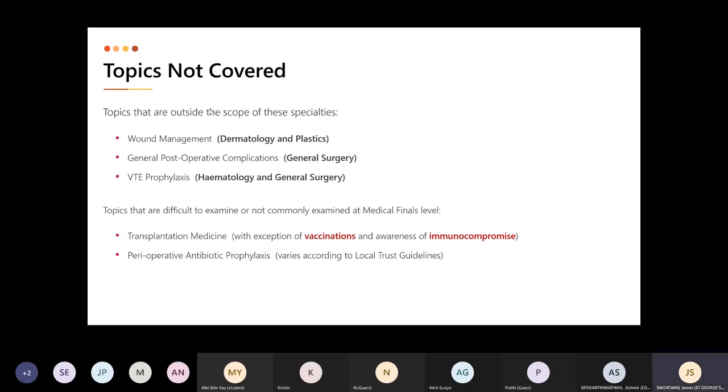Topics that we're not going to cover today are wound management, general post-op complications, and VTE prophylaxis.